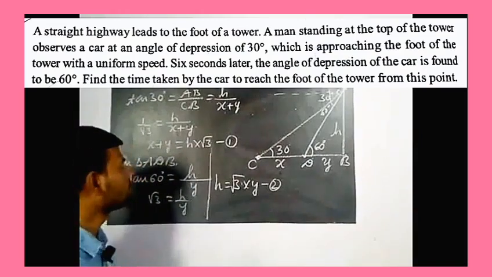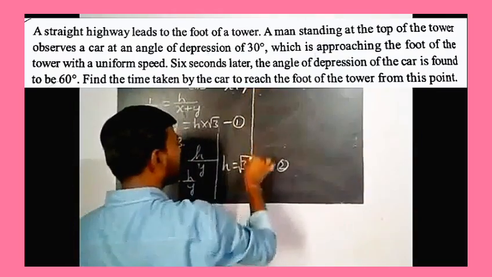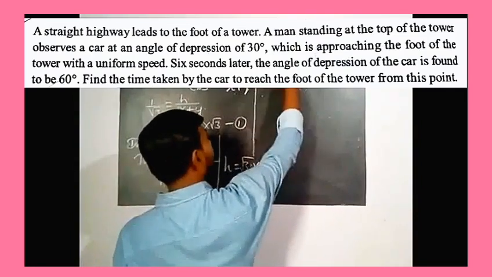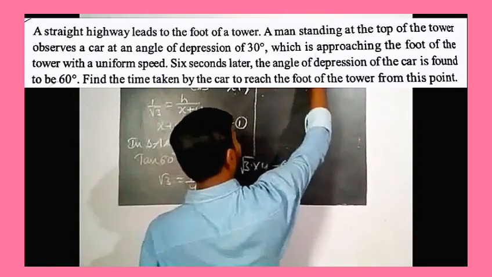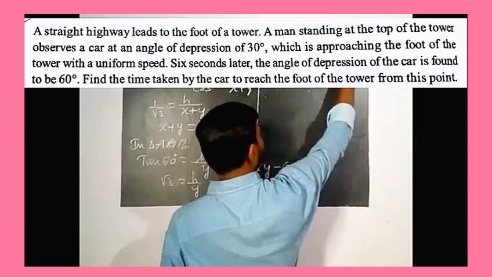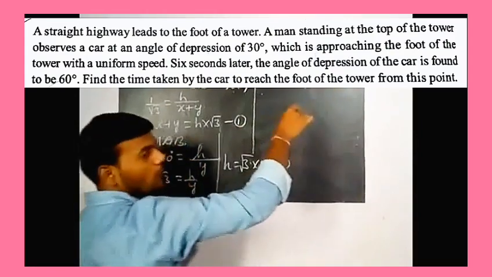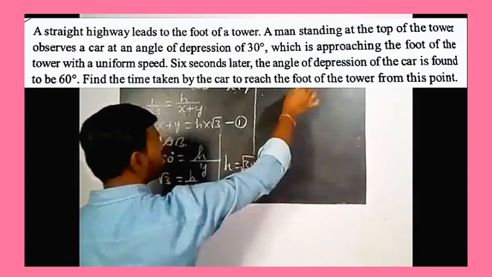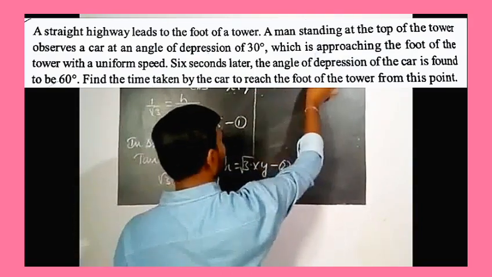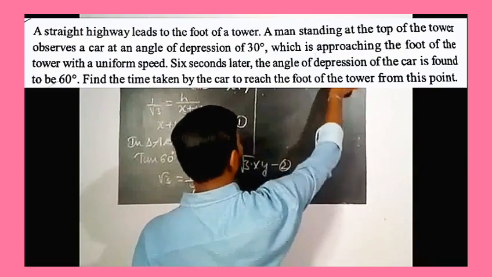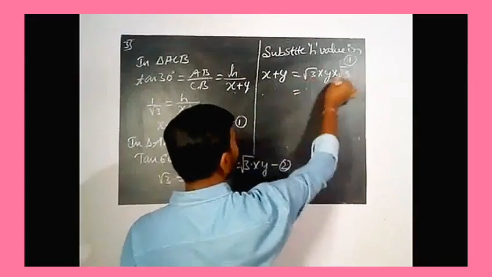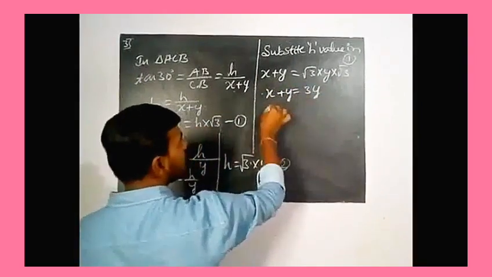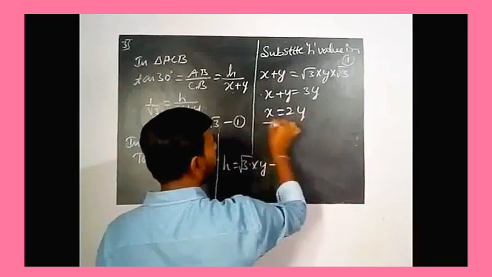Okay, now here we are going to substitute the H value in equation 1. What we get is X plus Y is equal to H, which is root 3 into Y into root 3. Root 3 into root 3 is 3 only. So X plus Y is equal to 3Y, then X is equal to 2Y.